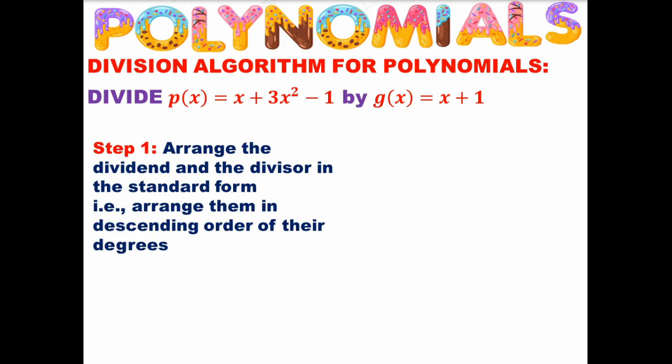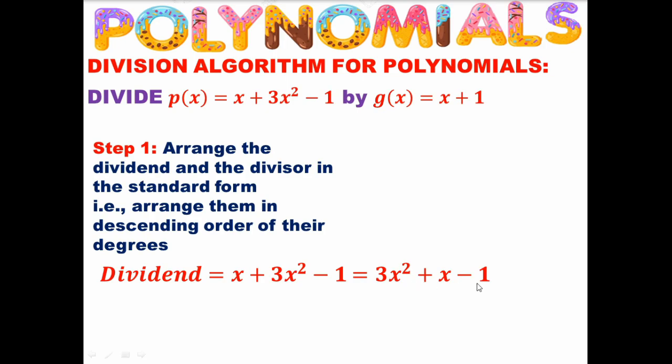Step 1 in dividing two polynomials is to arrange the dividend and the divisor in the standard form. That is, arrange them in descending order of their degrees. My dividend here is x plus 3x square minus 1, and the terms should be arranged such that their degrees are descending. So you have x, then you have 3x square. It's not in the correct order, not in standard form. So let me arrange it as 3x square plus x minus 1. Now the powers are decreasing. Like this you have to arrange the dividend and the divisor.